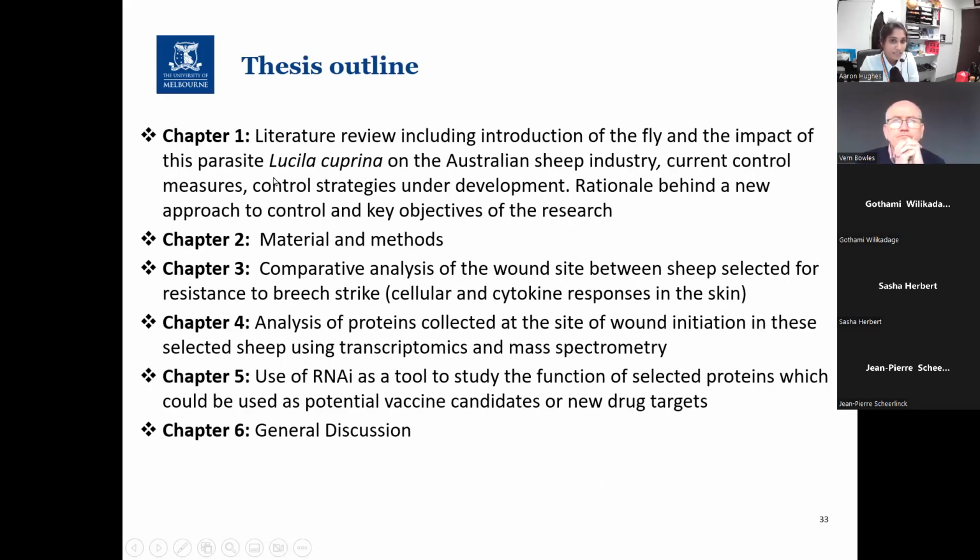And this is my thesis outline. In the first chapter, I'll be describing the literature review, which includes the introduction to the fly and current control methods, and the rationale behind this thesis and the key objectives. In the second chapter, I'll be describing the materials and methods. And in subsequent chapters, I'll be describing the aims that I use to achieve my objectives.